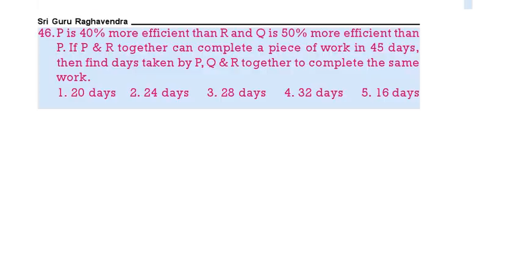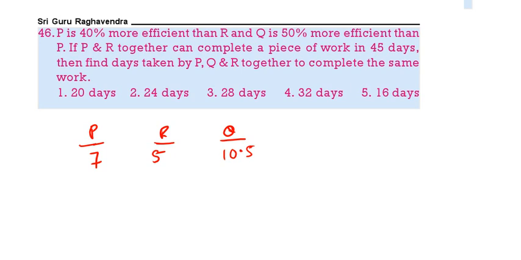Next question. P is 40% more efficient than R and Q is 50% more efficient than P. 40% more efficient means 7 by 5. P is 7, R 5. Q is 50% more. 7 plus 3.5, that is 10.5.